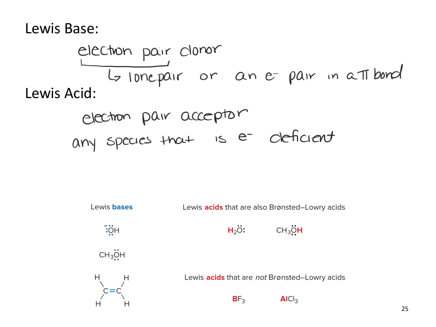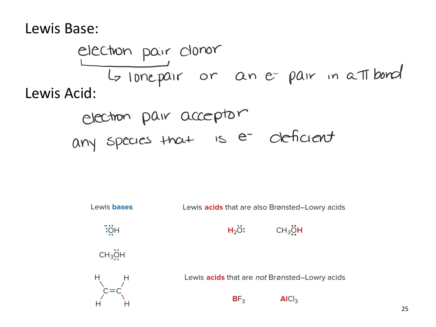We've also noticed that Lewis acids can also be Bronsted-Lowry acids. Water is a good example, ethanol. And then you can have Lewis acids that are not Bronsted-Lowry acids. Boron and aluminum, these are generally electron deficient because they don't have that full octet there. So they only form those 3 bonds.